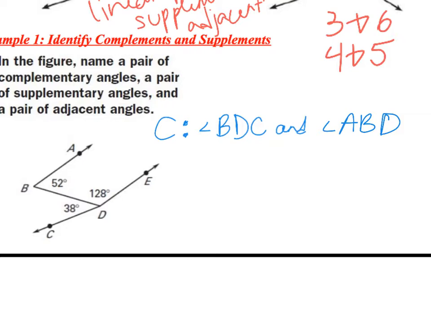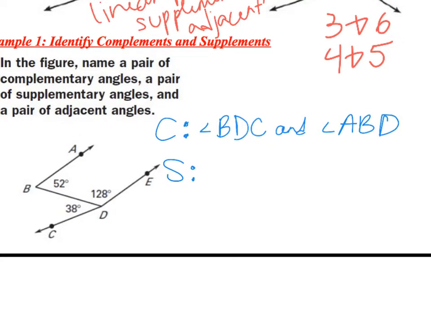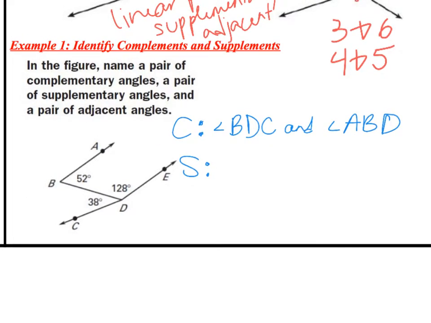Yeah. Let's go to supplementary. Ethan, can you tell us a pair of supplementary angles that add to 180? Right, supplementary means adding to 180, so which two angles add to 180? ABD and angle BDE. Put you on the spot, Ethan. You handled it. Nice work. And let's go to adjacent.